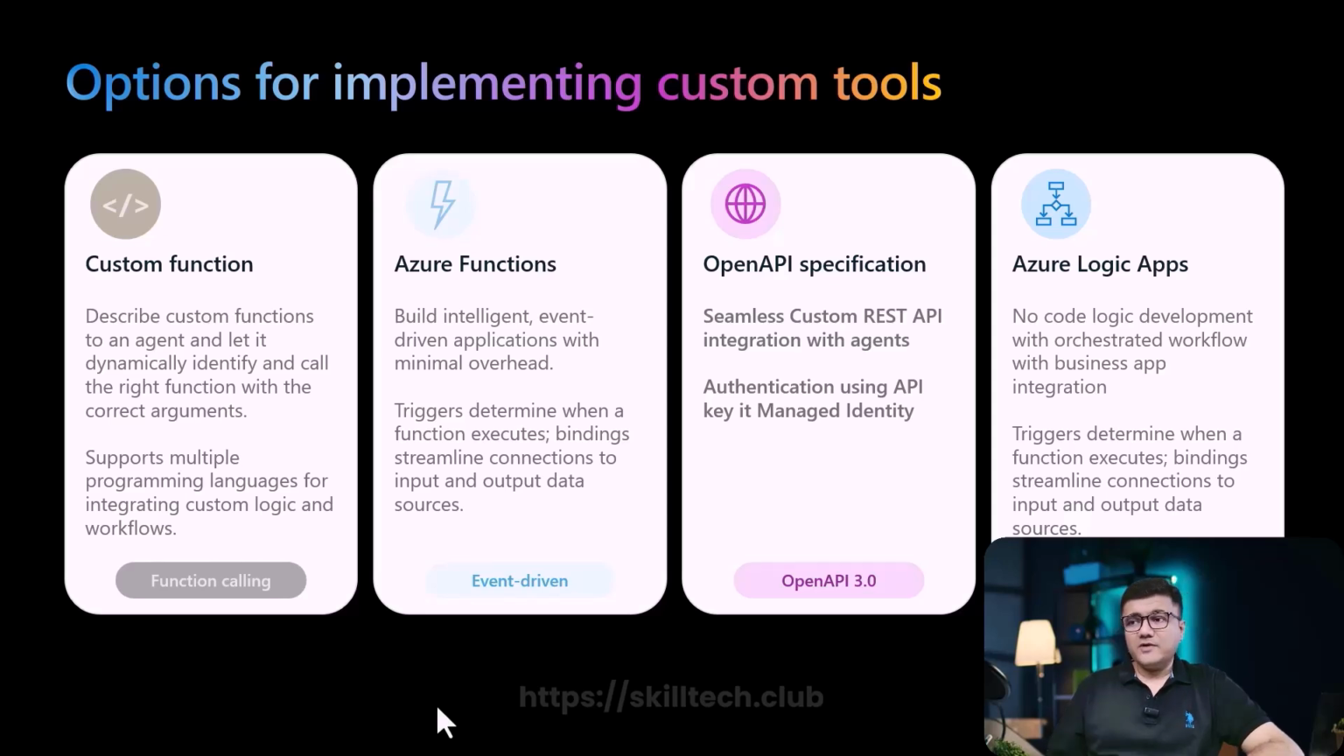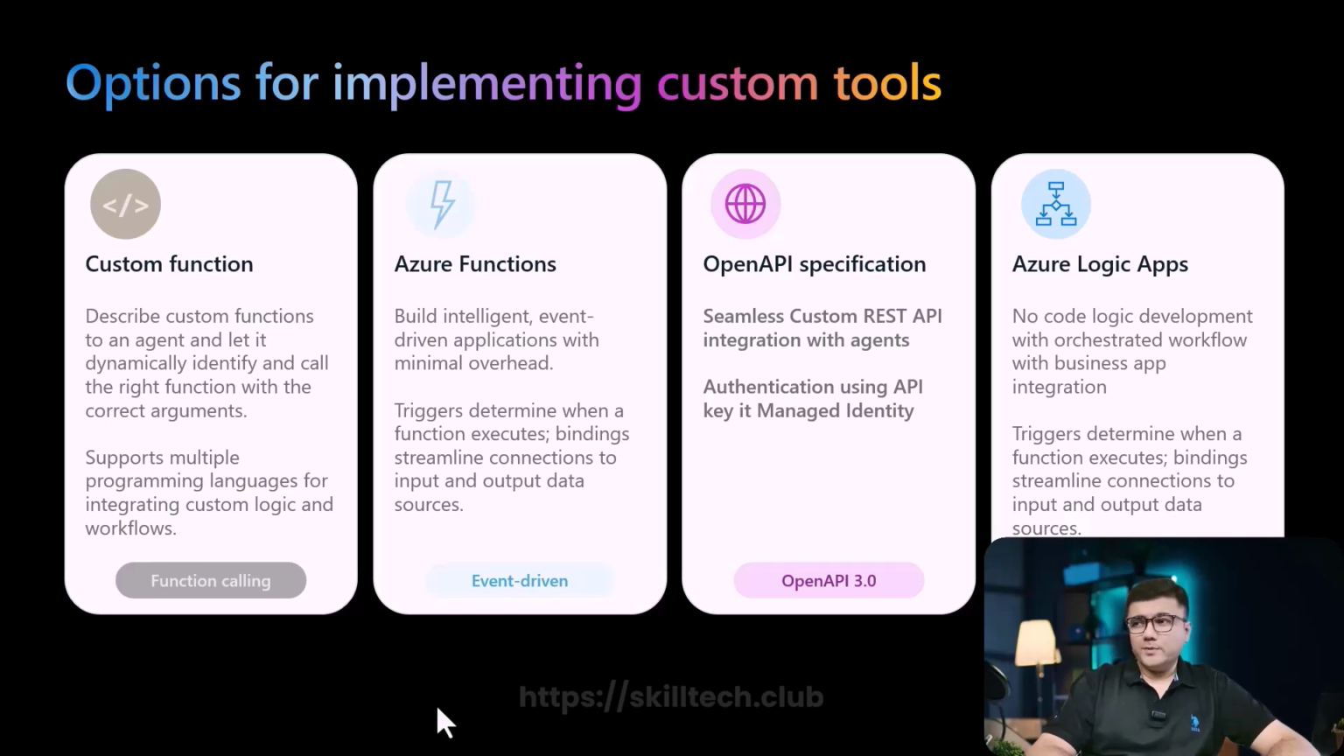Second thing is you have Azure Function, which basically allows you to build an intelligent event-driven application with minimal overhead. Azure Functions are going to give you an event-driven association which works based on a trigger. This is function logic which is hosted on the cloud, and you'll be able to associate agents with that.